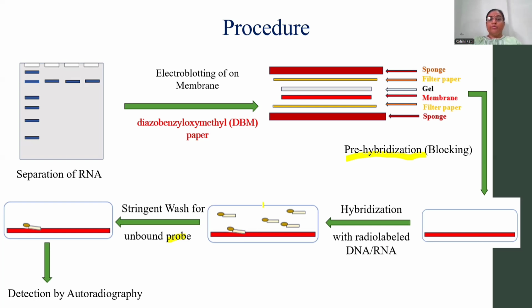There are some probes which are not going to be bound. Such unbound probes have to be washed out, and this is done by stringent washing. In stringent washing, only the specific probes are allowed to stay bound, and the non-specific, unbound or extra probes are removed. After stringent washing, you go for the detection, and detection is by autoradiography when the probes are radio-labeled. In this way, the procedure of Northern blotting is done.